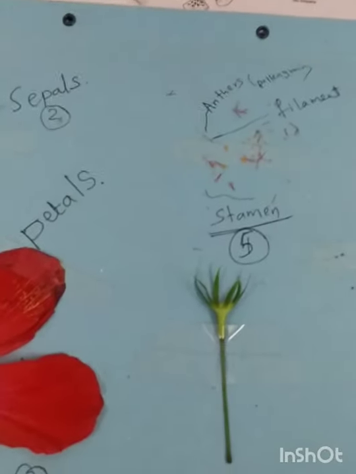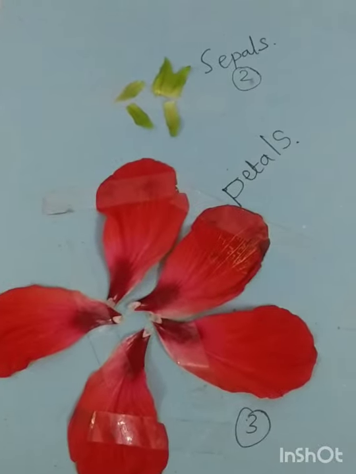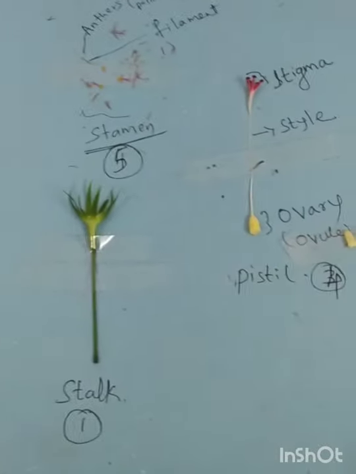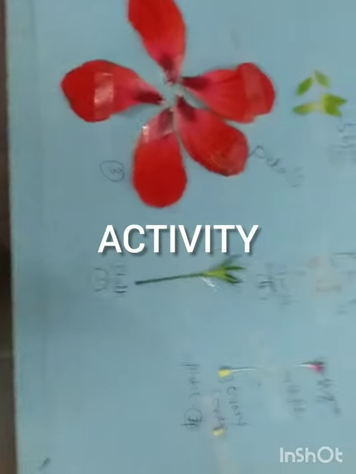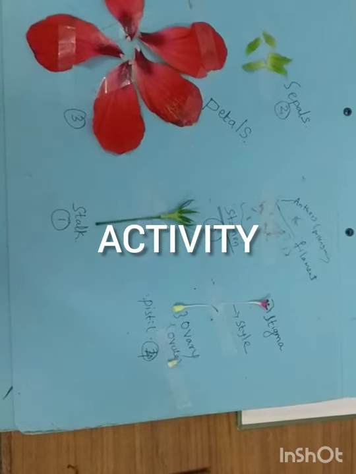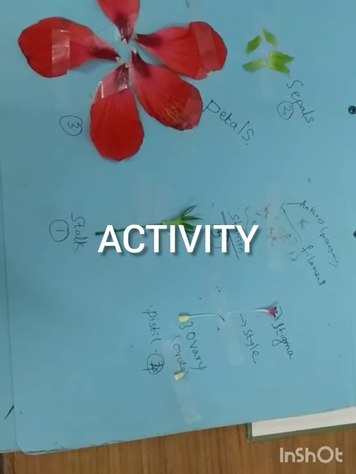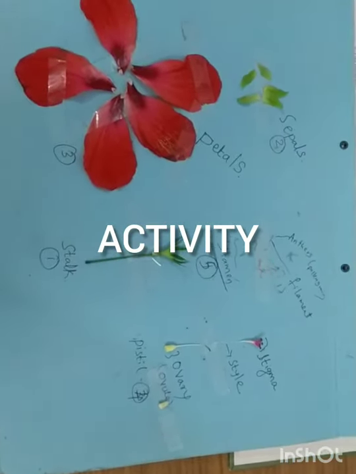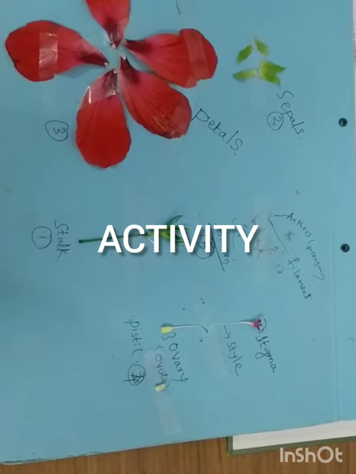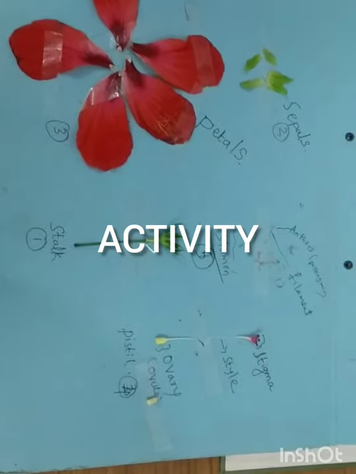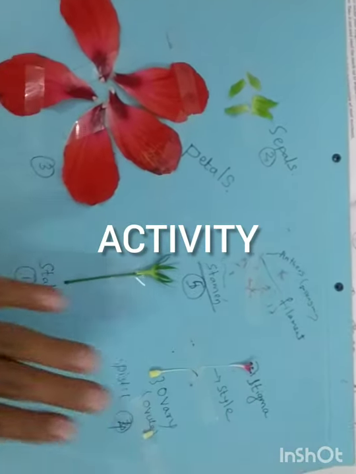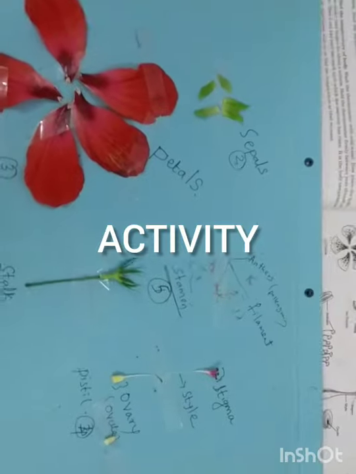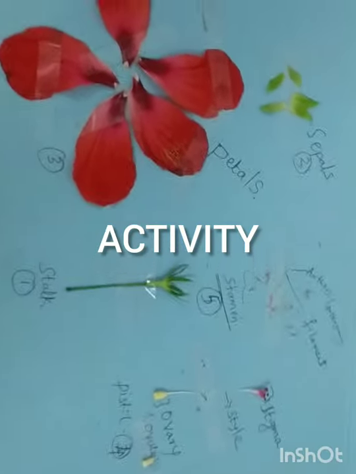Now, this is one activity you can do: parts of a flower. Take a hibiscus flower ideally. If you want you can take others, but with hibiscus you can easily identify all the parts. I will show it like this. This activity everybody must do. Remove all the parts of the flower, and do it in your classwork or on a color paper, and paste them like this.